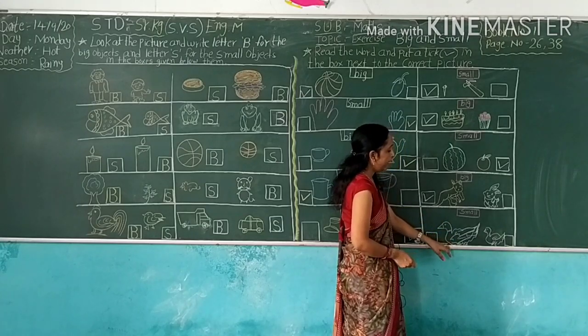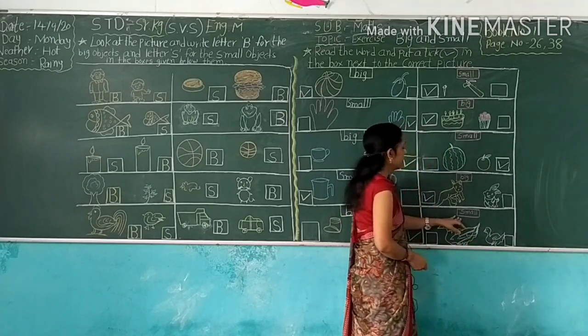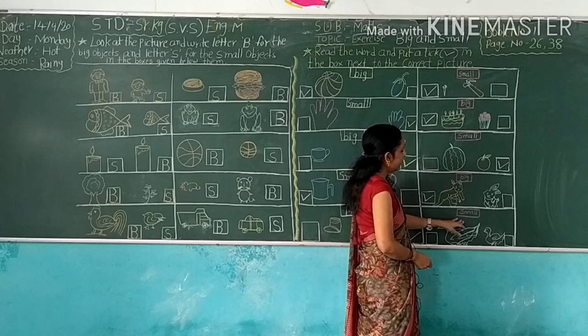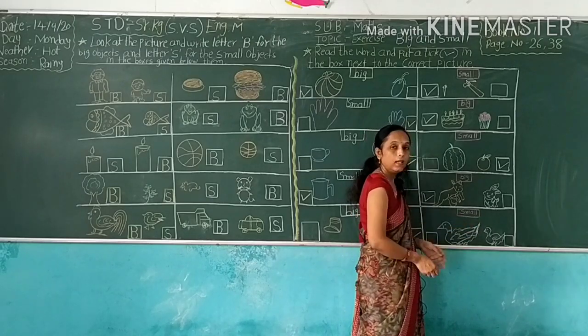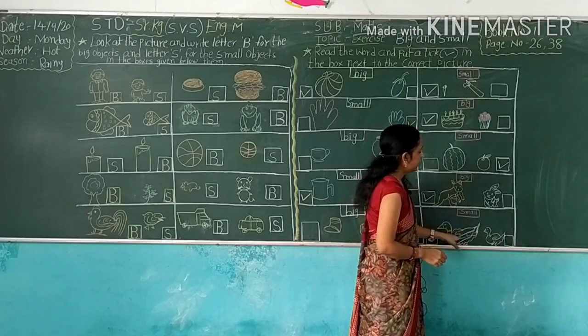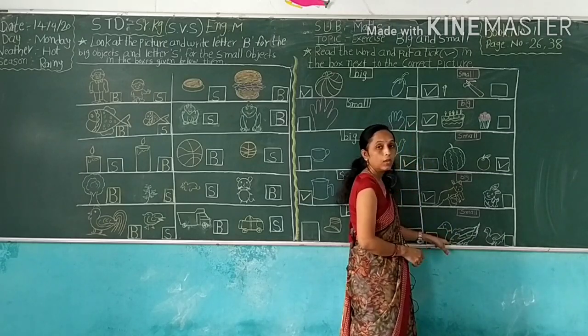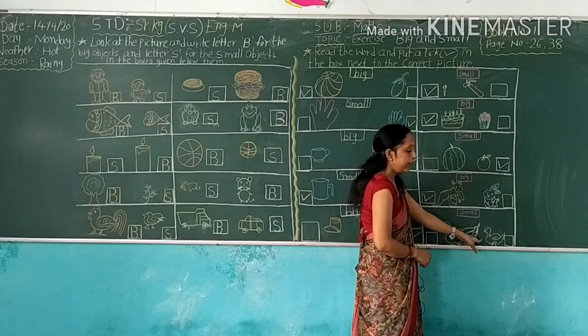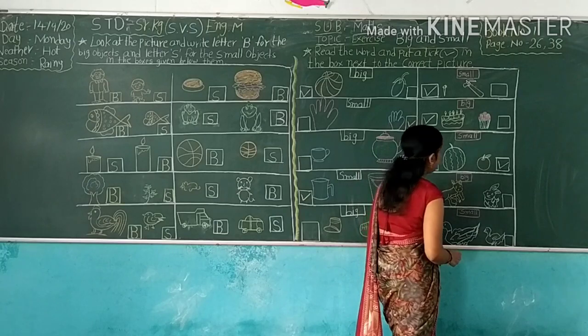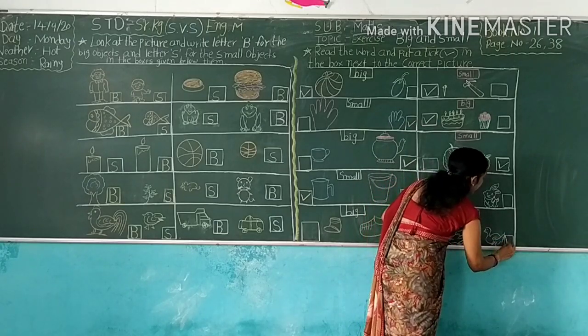And here I drawn two objects. One is big and other one is small. So here which word right here? S-M-A-L-L. Small. So which picture is small? This? No. This? Yes. This picture is small. So here we write tick.